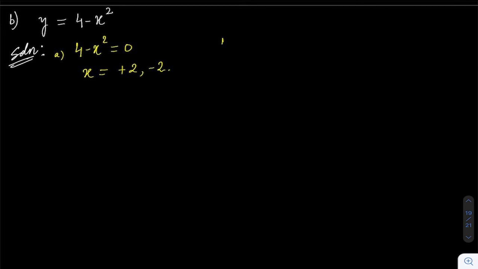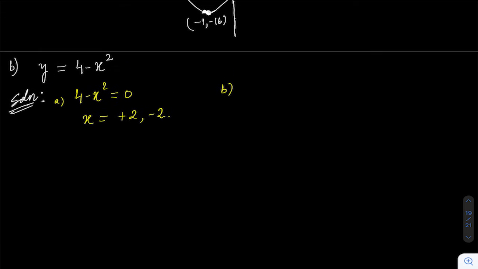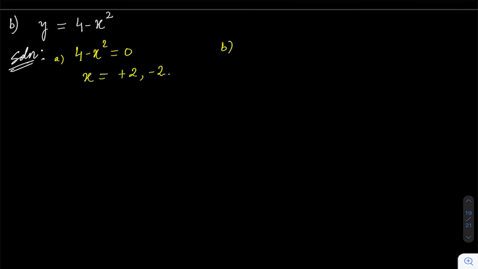B part. Y-intercept. Y-intercept is the c value, or you can say substitute x as 0. So when x is 0, y is nothing but 4. Next is the a value. A is the coefficient of x square. Remember that. It's very important.